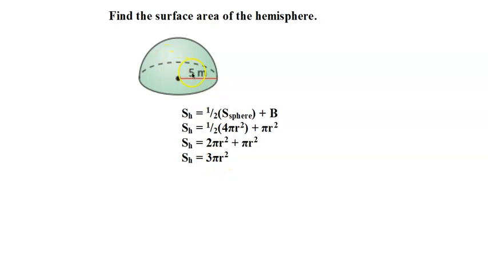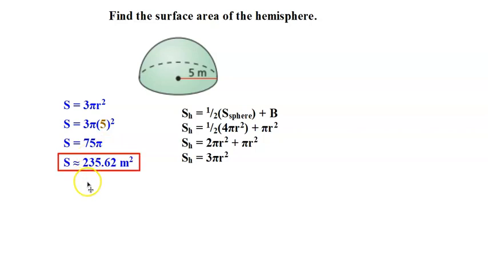And so now let's plug our radius into that formula. So 3 pi r squared, plug in 5 for the radius, and so let's see, 3 times 5 squared. 5 squared is 25. 25 times 3 is 75. So 75 pi, if it wants exact answers. Or stick that in our calculator. 75 pi is approximately 235.62 square meters. All right.